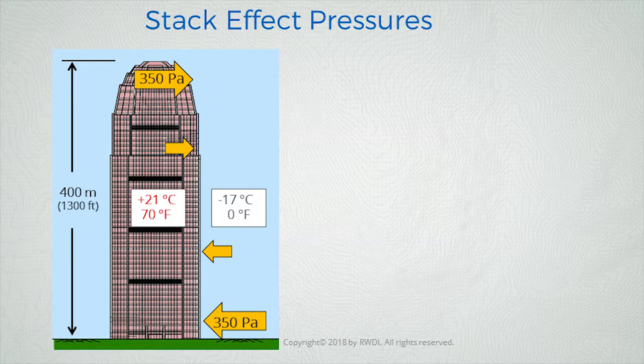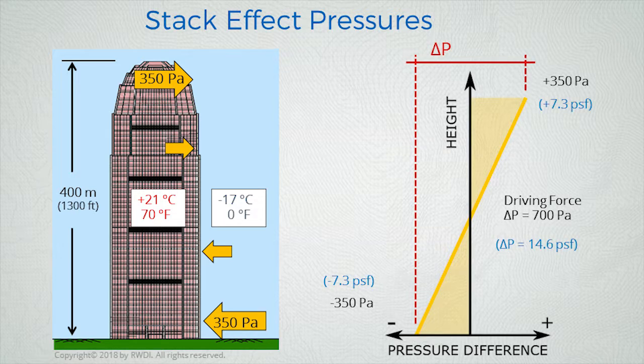When we take that 350 Pascal winter pressure difference and spread it across the building, we have the 350 that wants to come in at the bottom and the 350 that wants to leave at the top. On the image on the right, I've plotted that and shown that it's essentially a straight line between plus 350 at the top and minus 350 at the bottom. At some point in the middle, there'll be a neutral plane, and we'll talk about the neutral plane in a couple of minutes. But that's the way the pressure's laid out across the building.